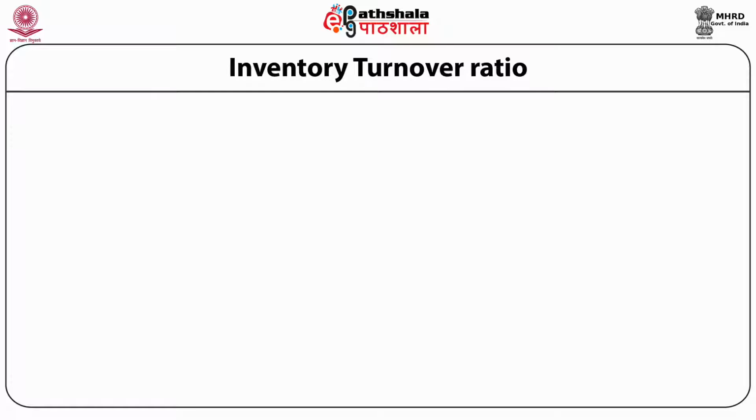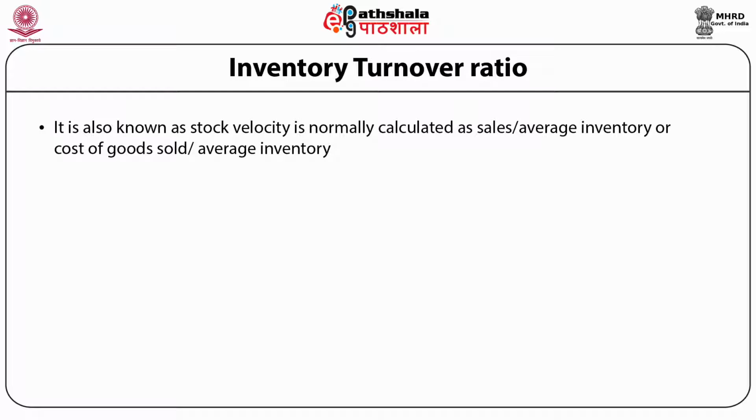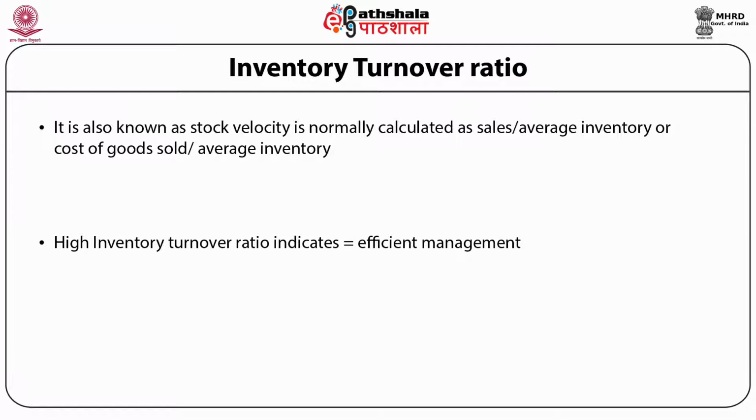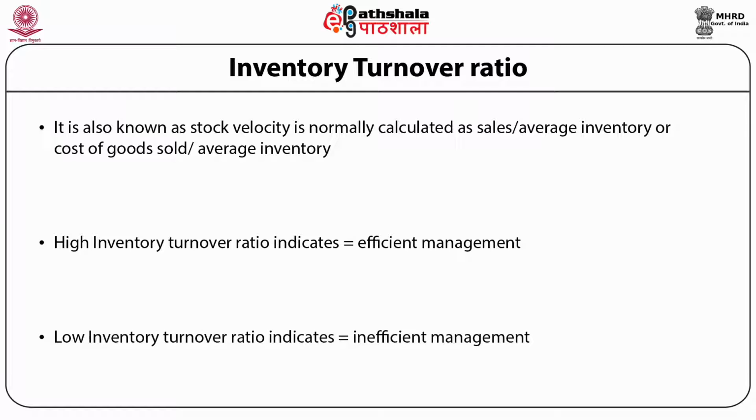Now we'll study about inventory turnover ratio. Inventory turnover ratio is also known as stock velocity ratio. It is normally calculated as sales divided by average inventory or cost of goods sold divided by average inventory. High inventory turnover ratio indicates efficient management. Low inventory turnover ratio indicates inefficient management.